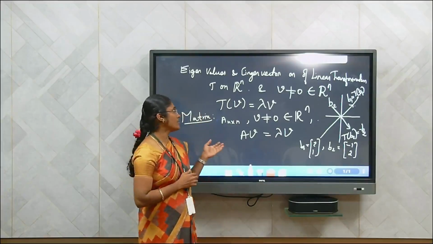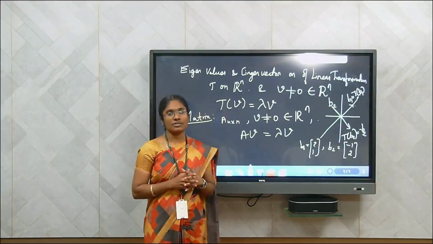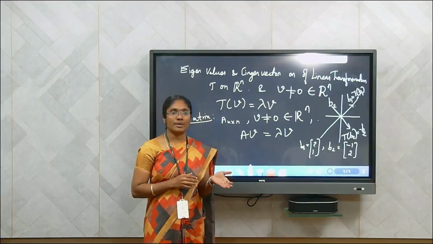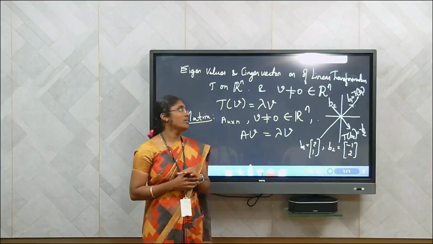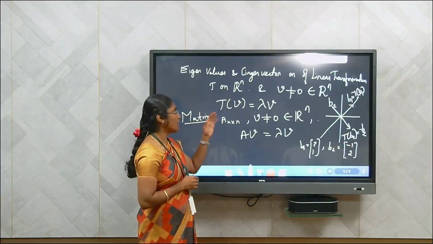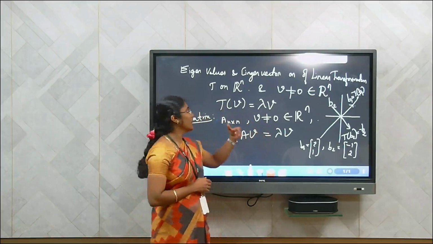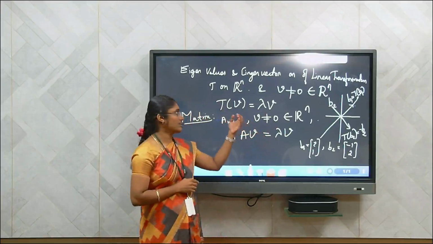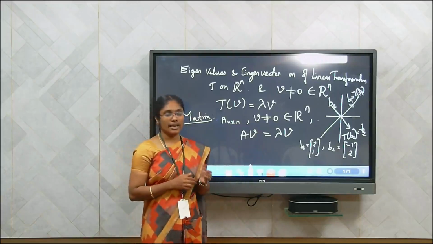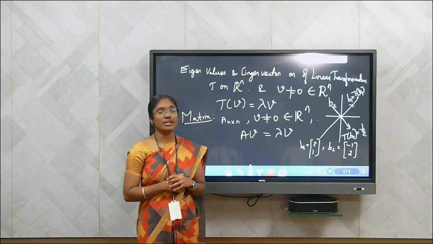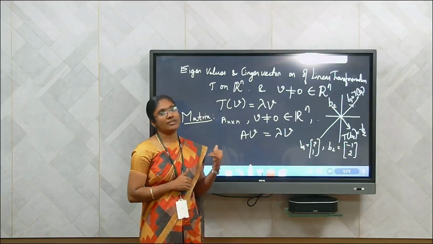A linear transformation: consider a transformation on R^n. A transformation T is said to be a linear transformation if T(ax + by) = a T(x) + b T(y). So for that linear transformation on R^n, there exists a non-zero vector v in R^n such that if T(v) gives lambda times v, that is, a constant or scalar times v, then lambda is said to be an eigenvalue of the transformation T, and the corresponding vector v is said to be an eigenvector of T with respect to lambda.